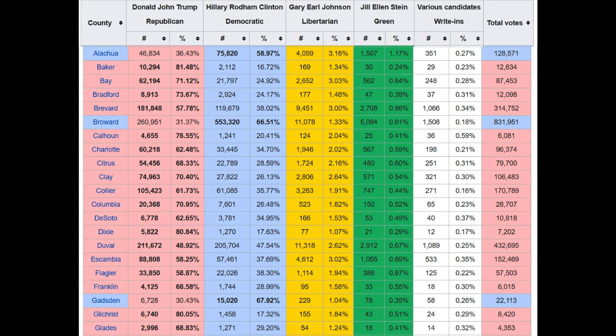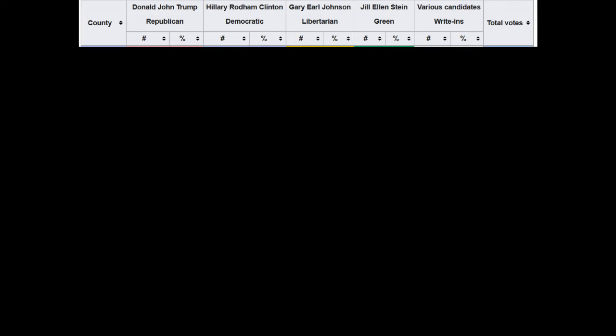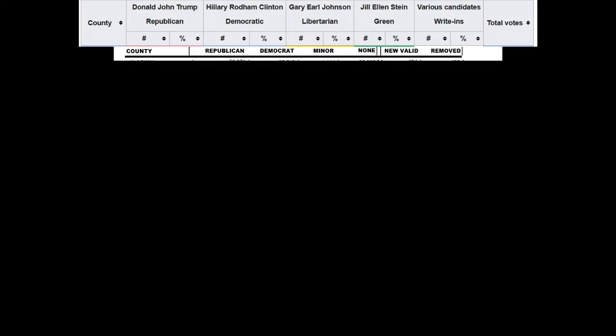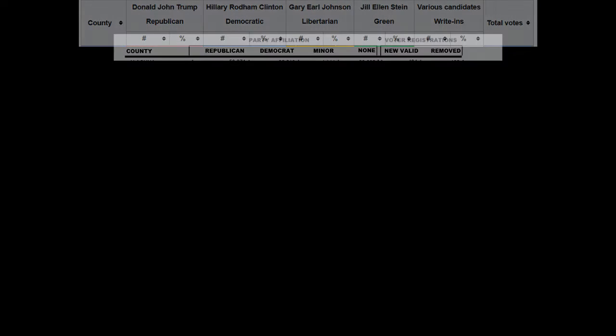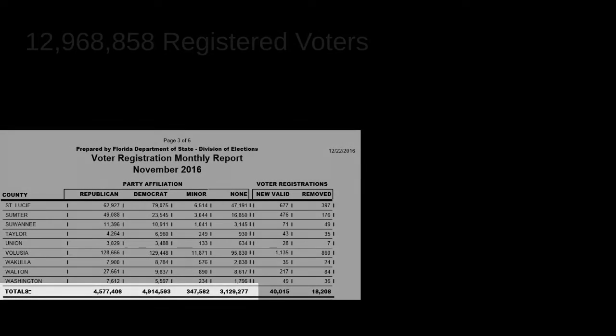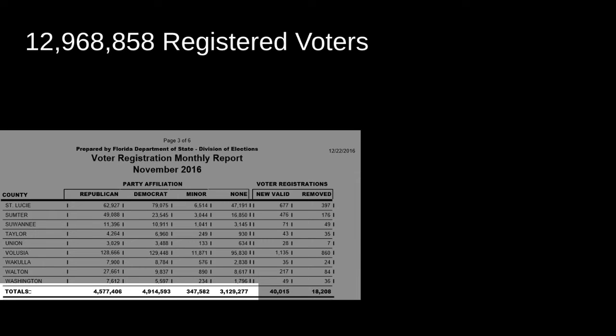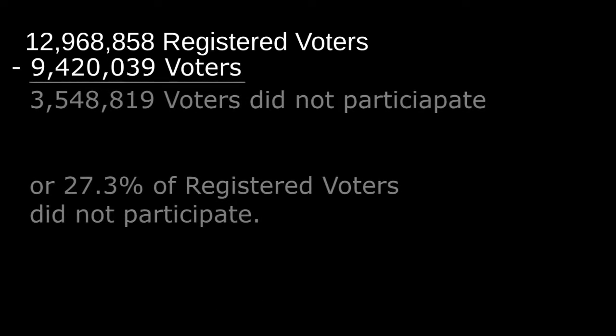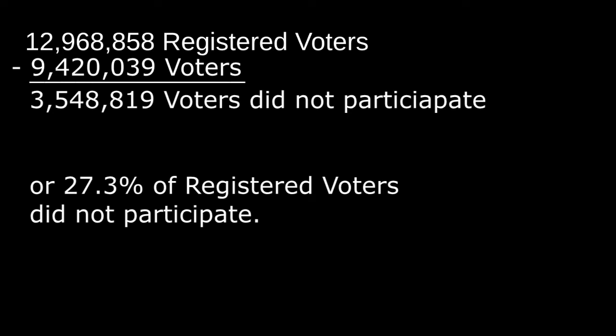As you will notice, in the general election we have Clinton, Trump, Johnson, Stein, and write-ins. In the state registration, we have Republican, Democrat, minor, and none. When we total up all registrations, we get almost 13 million registered voters. In the general election, we end up with 9.4 million total votes cast. 3.6 million registered voters did not vote. That is 27% of registered voters are inactive.